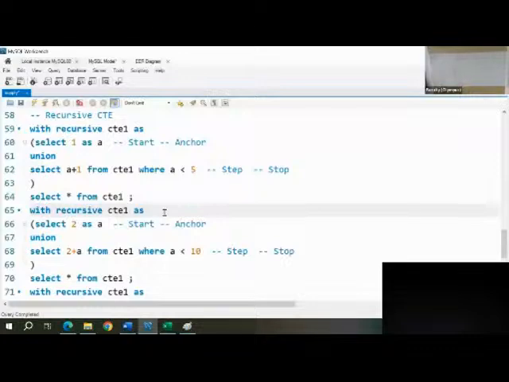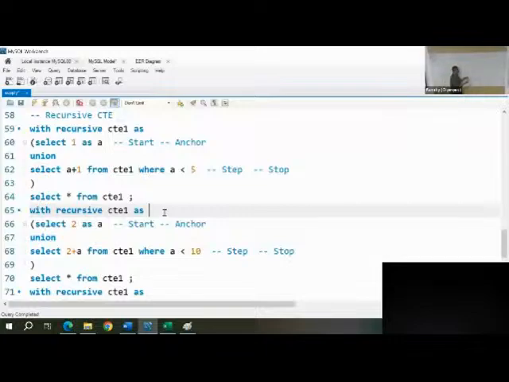Say for example, you want a management hierarchy. Say this person A has B and C working under them. Under B, say F and G are working. Under C, H and J are working. So you want to build a management tree like this. You cannot build this manually. You have to recursively query.